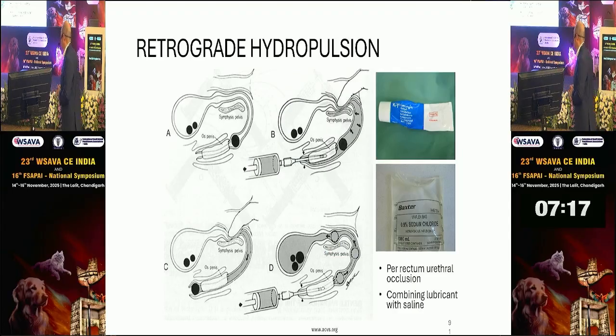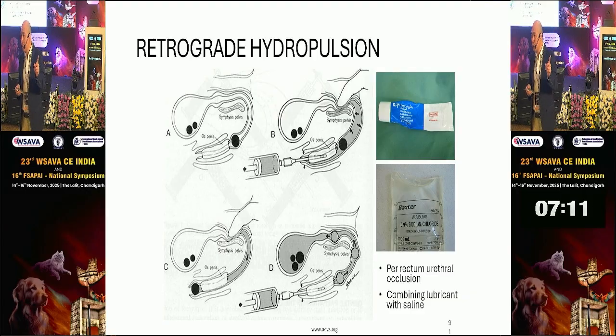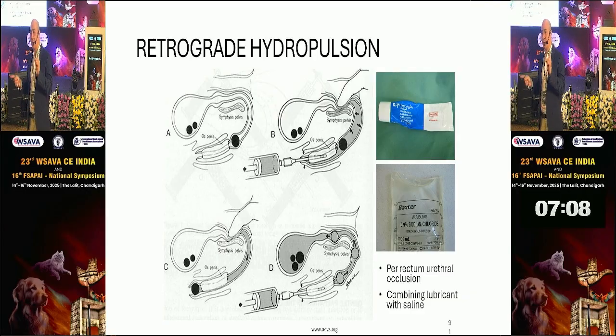This way you won't damage the urethra. Some little tips and tricks I have for you: if you mix sterile water-based lubricant with saline, a 50-50 mix, it makes your flushing solution more viscous. It will drag those stones back in rather than flushing with saline alone.